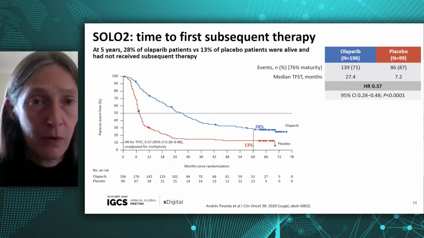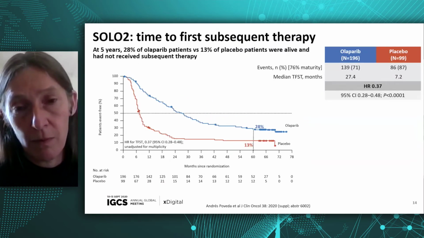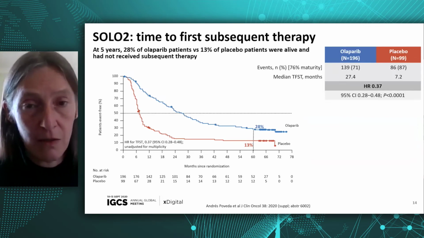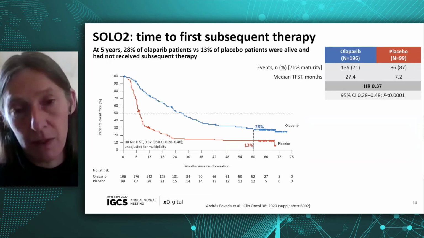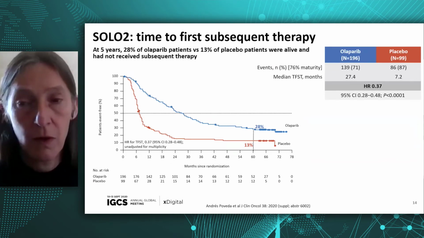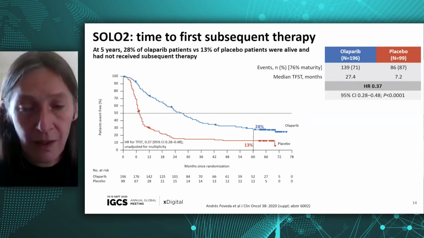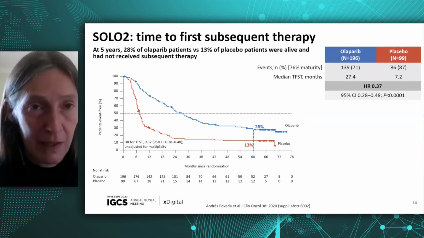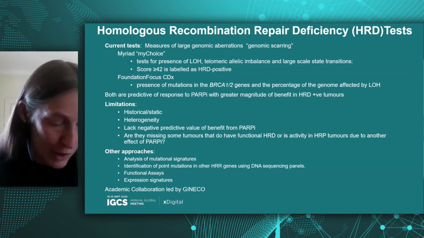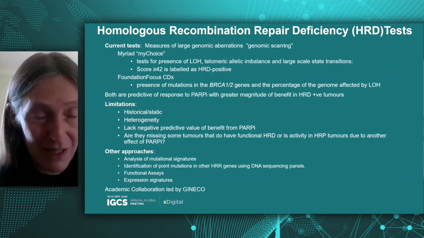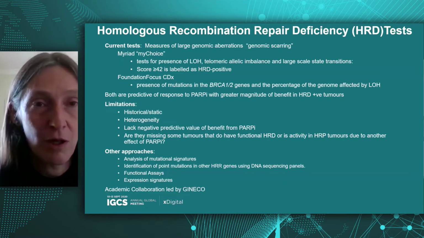And again, this important thing of time to first subsequent therapy, with 28% of patients still alive and having not needed to receive a subsequent therapy, compared to 13% in the placebo. So when we're talking about recurrent disease, this really is a game changer. But so far for our patient, she wasn't in that group because we don't know that she has a somatic mutation, and she is wild type in the germline.